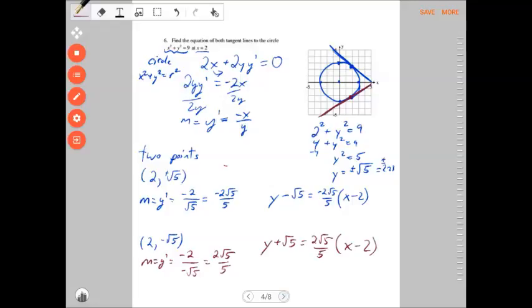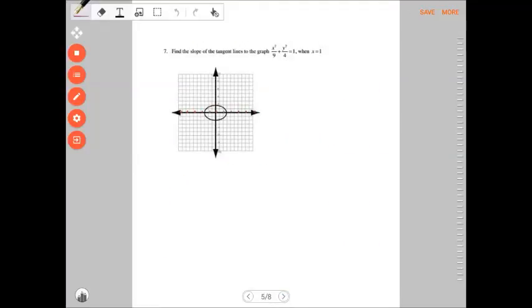Okay, last one. Find the slope of the tangent lines to this graph when x equals 1. Wow. Tell you what, guys, there's a few ways we can do this. For this one, I am going to choose to work with this as is. Not going to be a problem. So I'm going to take the derivative of this function right now. The alternative is to get rid of the fractions first, and we do that by multiplying everything by the lowest common denominator, which would be 36.